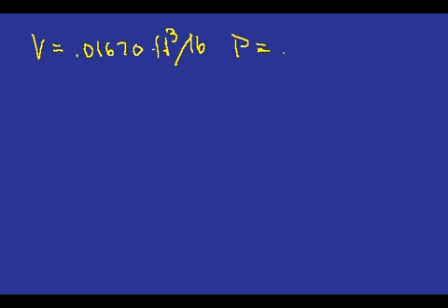Okay, finally, the example I want to do is, suppose I told you that the volume of water, sorry, I'm giving myself away, the volume of water is 0.01670 feet cubed per pound, and that the pressure was equal to 500 psi. And the question is, what is the internal energy? Okay, here you don't have the temperature. Here you have the volume and the pressure.